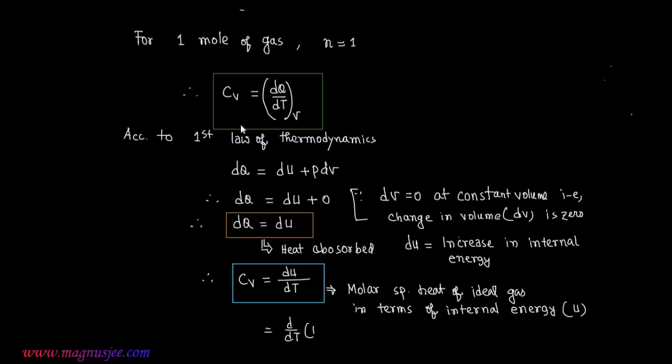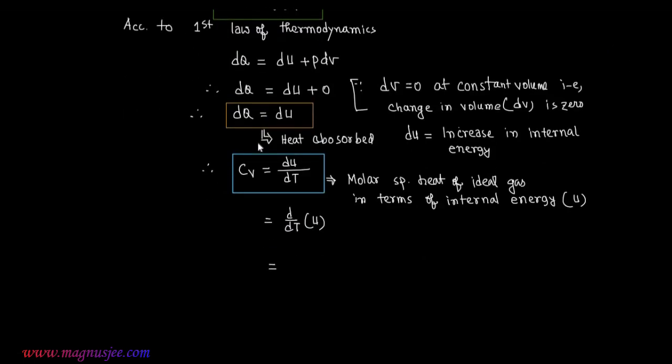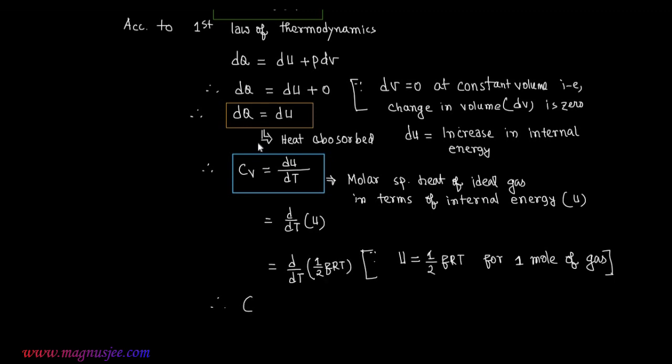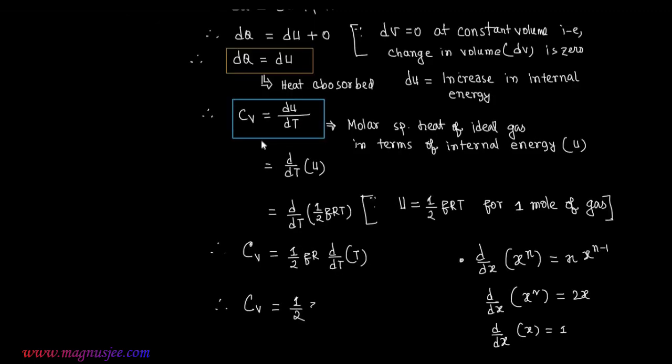Cv is equal to dU by dT, equal to d by dT of U, and we know the expression of internal energy: for 1 mole of gas, internal energy U is equal to half F R T, where F is the number of degrees of freedom. That's why d by dT of half F R T. We get Cv as equal to half F R d by dT of T, bringing half F R outside. Therefore Cv will be equal to half F R.